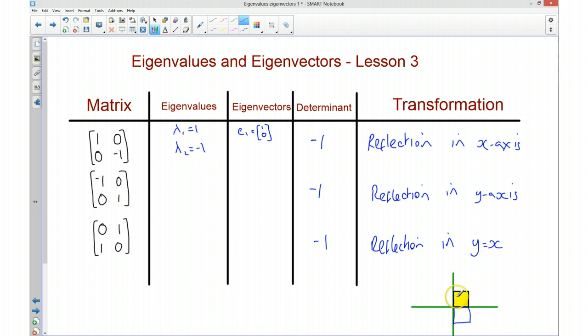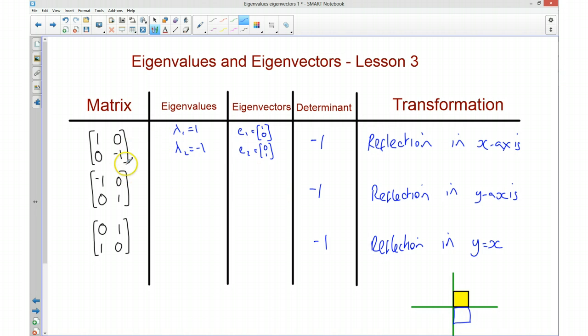and the eigenvector for the eigenvalue negative 1, well, that's going to be this line here, so that's going to be 0, 1, or any multiple of 0, 1.